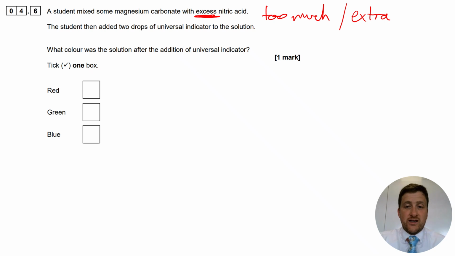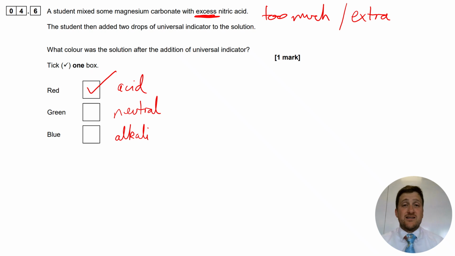They then add universal indicator. That's really important because they're asking what color was the solution after the addition, but it's all about the excess. Do you recognize the excess acid? And now, do you know what red, green and blue indicate in universal indicator? Red can only be correct because green means neutral, and again it's going back to your basic acids and alkalis, and blue means alkali. So the red one has to be correct because it's an acid, and it's red because it's a strong acid, which means it would have a pH of between 1 and 3.